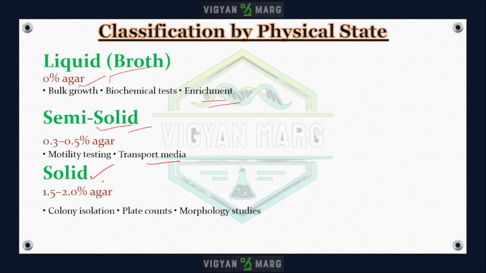Another type is solid media, and solid media generally contain 1.5 to 2% agar. This forms a stable, firm gel, and solid media are essential for isolating colonies, viable plate counts, and studying colony morphology and pigmentation. Most of your streak plate, spread plate, and pour plate methods are done on solid agar media. So the same nutrient formulation can be present as a broth, as a semi-solid, or as a solid plate simply by changing the agar concentration.